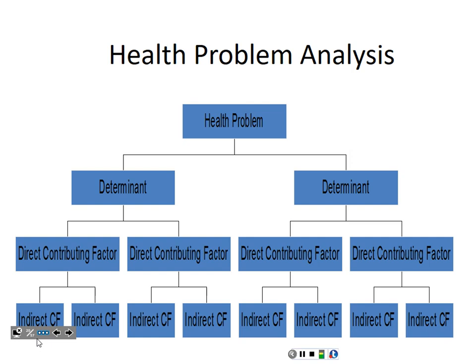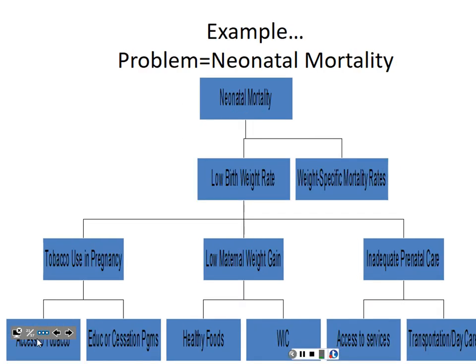Okay. So let's take a look at an example, because it's always easier when we can look at an example. In this example, our problem is neonatal mortality. What is neonatal mortality? That's a group of newborns less than 28 days. Exactly. So a neonatal death is a death during the first 28 days of life, right? So the neonatal period is actually the most vulnerable time for a child's survival.